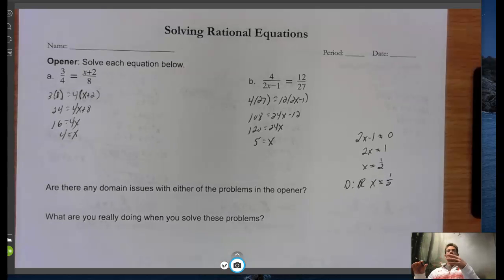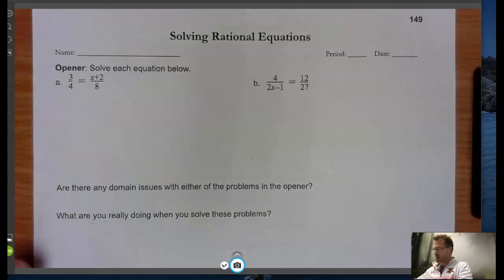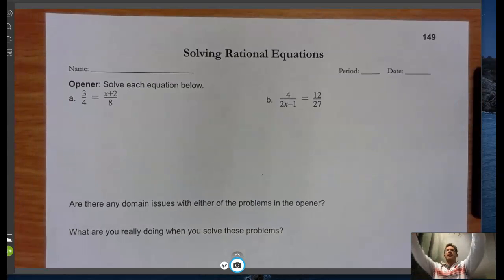Now, what are you really doing when you solve these problems? When you cross multiply, what are you really doing? I'm going to pull these problems back up on the blank page here and show you what's really happening when you are cross multiplying. The reality is that you're really multiplying the entire equation by your common denominator.